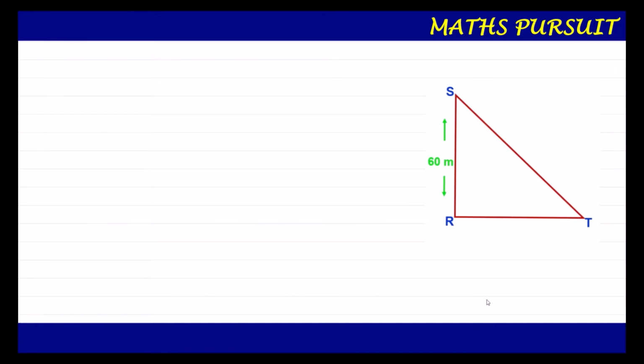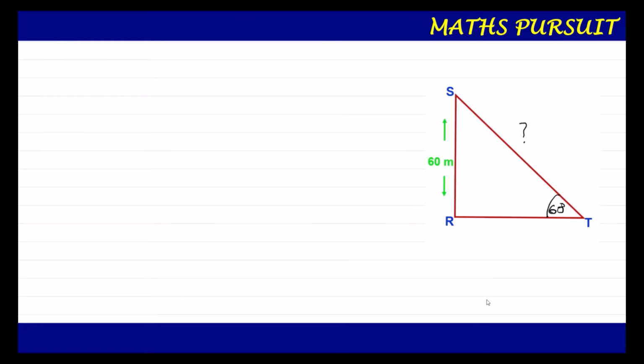Let this point be T. The inclination of the string with the ground is 60 degrees. That means the question is saying this angle is 60 degrees. Now what is given? Find the length of the string assuming that there is no slack in the string. So we are going to find this value, ST, assuming that there is no slack. That means the string is completely straight without any slack in it.